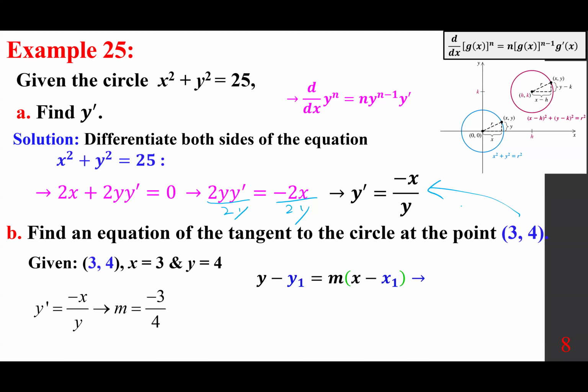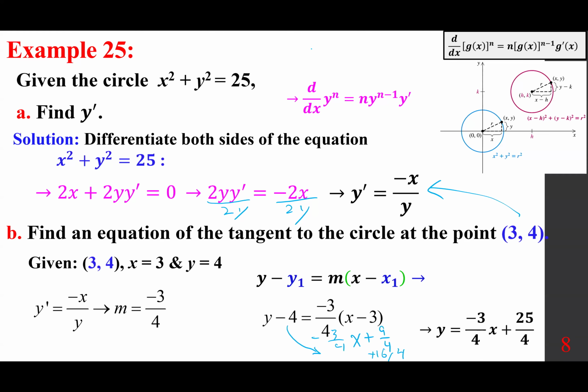Y minus y1 equals m times x minus x1. That means y minus 4 equals negative 3/4 times x minus 3. So we're using the point-slope form, and this is negative 3/4 x plus 9 over 4, and negative 4 moves over and becomes positive 4, or 16 over 4. Therefore, y equals negative 3/4 x plus 25 over 4 is the equation of the tangent line at 3, 4.